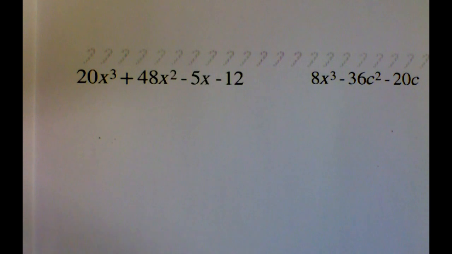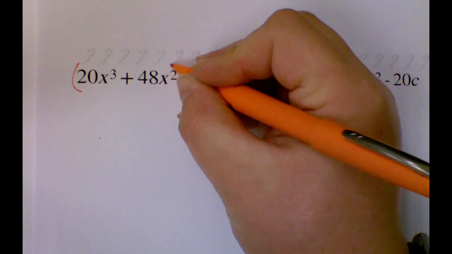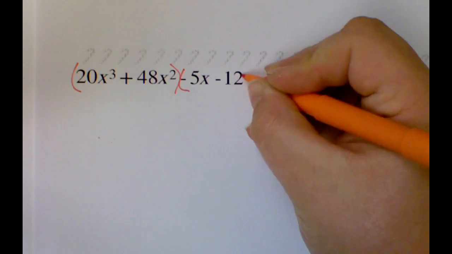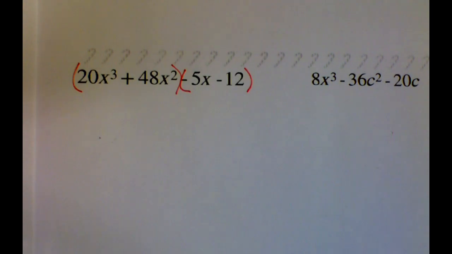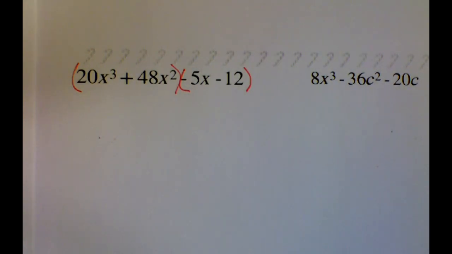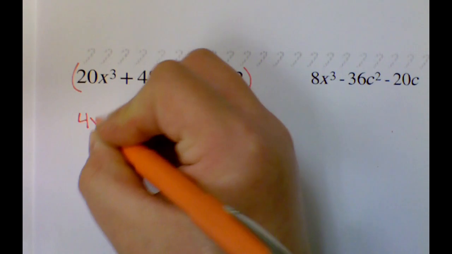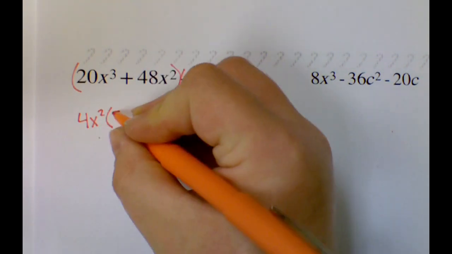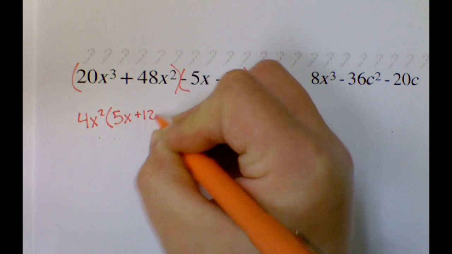All right, for this next one, I look for a GCF first. No GCF that I can take out of everything. I have 4 terms, which tells me I have to factor by grouping. So I'll group together my first 2 terms, and I'll group together my last 2 terms. In my first 2 terms, my GCF looks to me like it's going to be 4x squared. That leaves me with 5x plus 12.